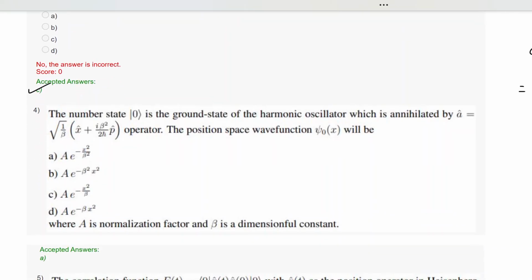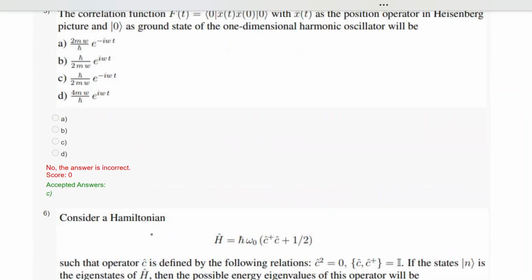Now question number 4. The number state 0 is the ground state of the harmonic oscillator, which is annihilated by a cap equal to root over this operator. This is the annihilation operator form given for this harmonic oscillator problem, and 0 is the ground state given. Then the position space wave function psi naught x will be of what form? So let us solve it. Question number 4.